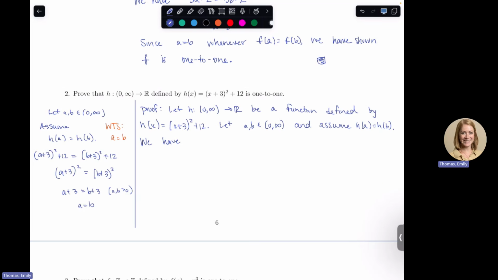I'm basically going to copy my scratch work now. So (A plus 3) squared plus 12 is (B plus 3) squared plus 12. So (A plus 3) squared equals (B plus 3) squared, which is A plus 3 equals B plus 3. I'm going to put over here because A and B are both greater than 0. And then write that A equals B.